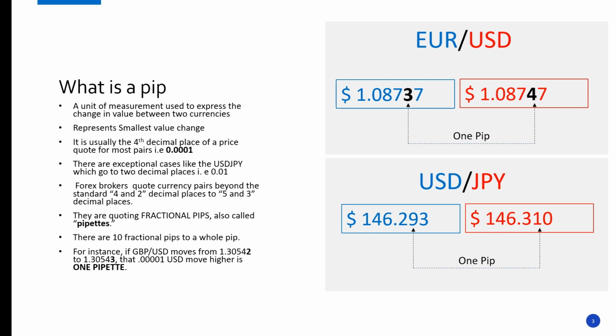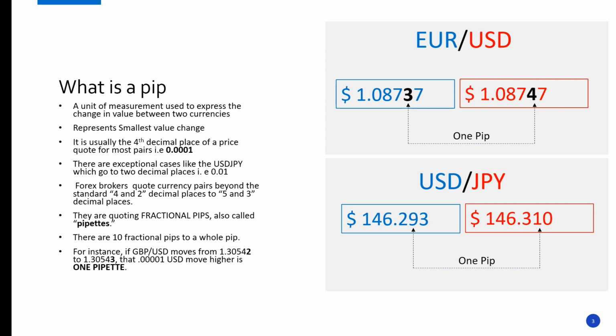We do have exceptional cases where the pip will be the second decimal place, and this is for currency pairs that are quoted in 2 decimal places. Usually here you'll find it in pairs like the USD Japan, the yen pairs. To give you an example, here we have USD yen quoted as 146.293. So the second decimal place, which is 9 and also 1, that's what you ideally call a pip.